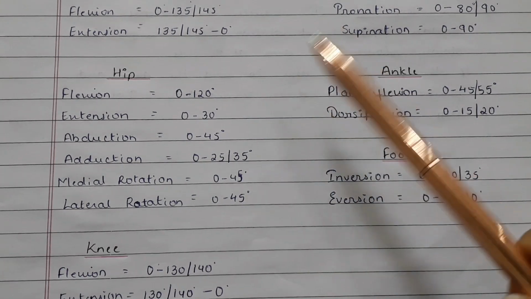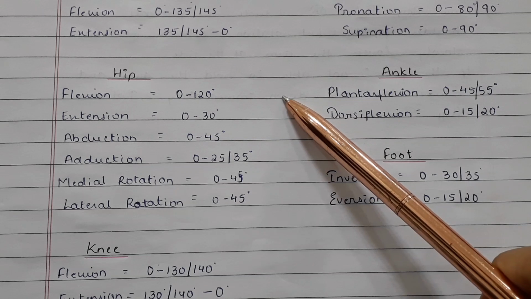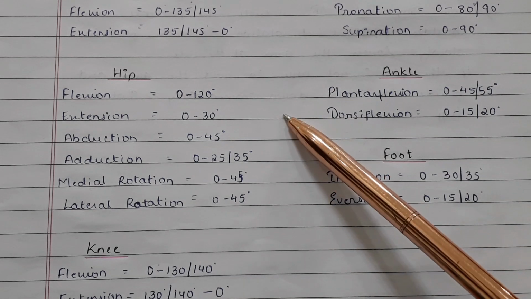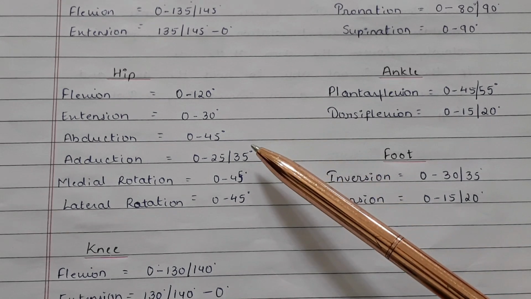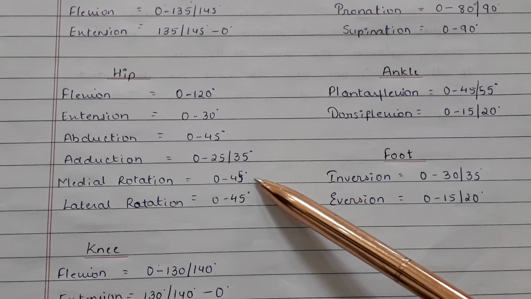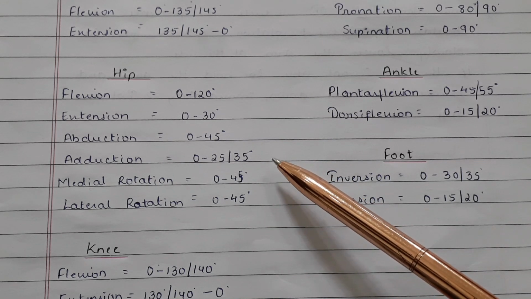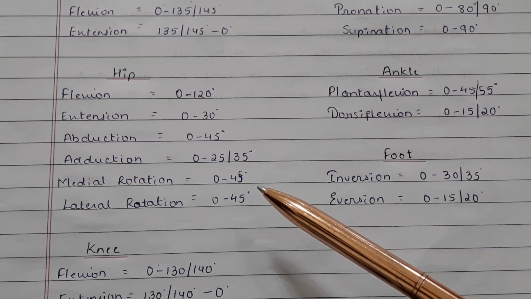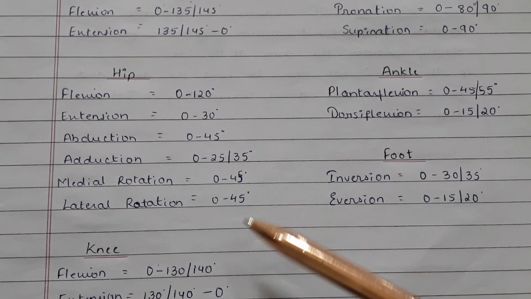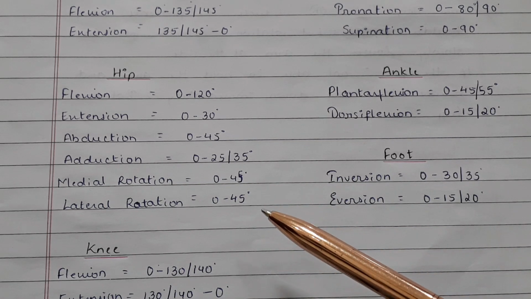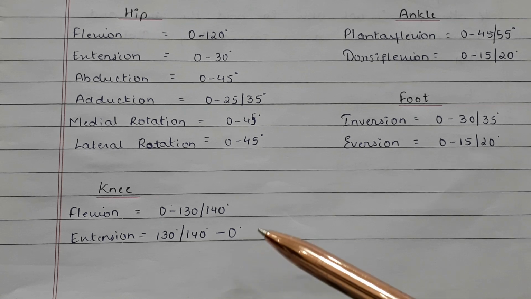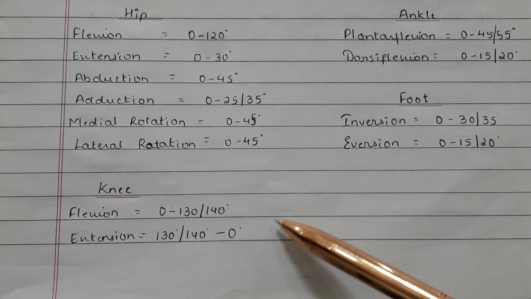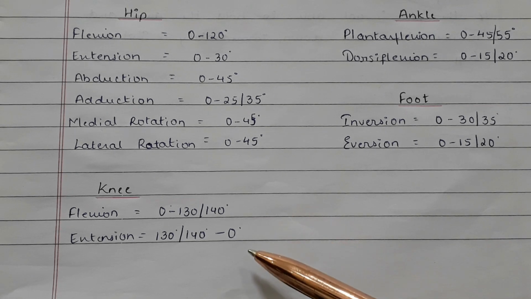Hip flexion 0 to 120 degree, hip extension 0 to 30 degree, hip abduction 0 to 45 degree, hip adduction 0 to 25 or up to 35 degree, hip medial rotation 0 to 45 degree, hip lateral rotation 0 to 45 degree. Knee flexion 0 to 130 or up to 140 degree, knee extension 130 or up to 140 degree to 0 degree.